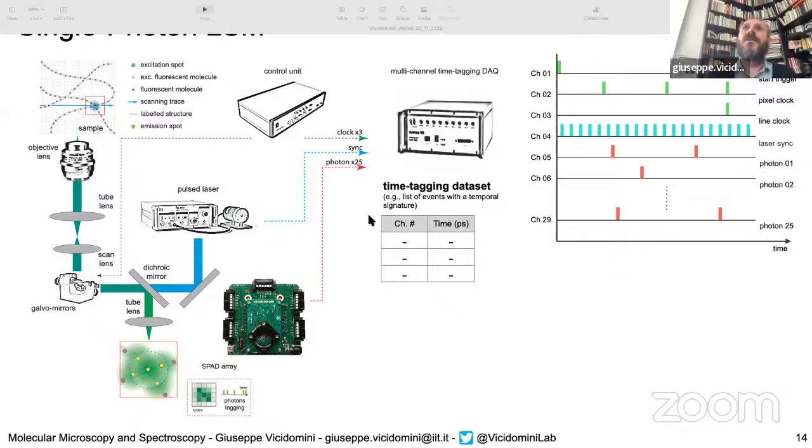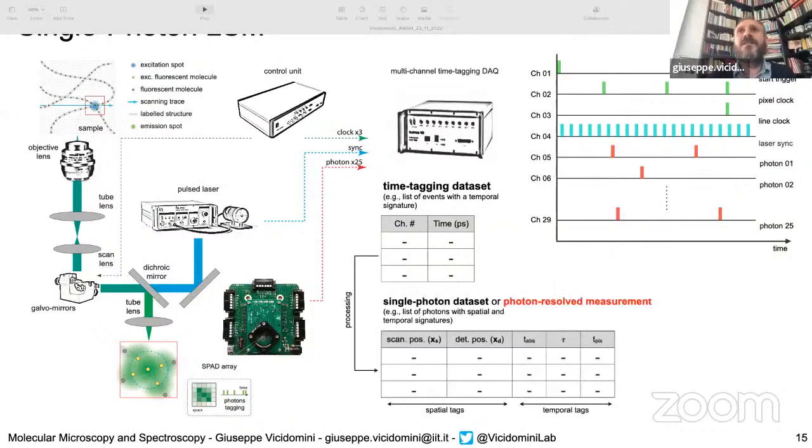So anyway, at the end of the story, my microscope is no longer generating images, but a list of events, and specifically a list of events that can be a photon or a synchronization signal. From this list of events, we reconstruct a different data set, which is a list of photons. That's why we started to call this microscope the single photon microscope: when you sit in front of it, you no longer collect an image, but a list of photons.